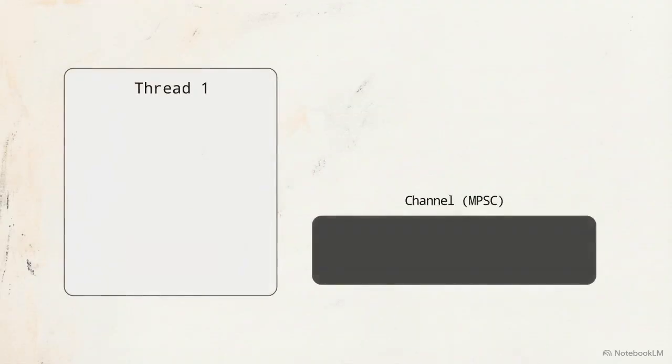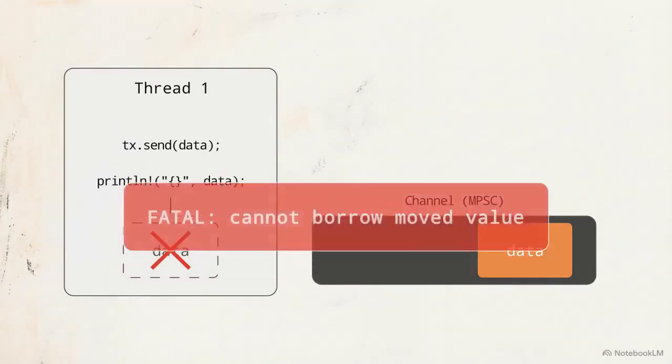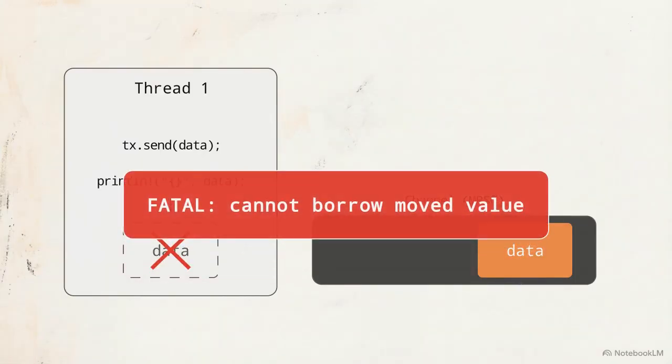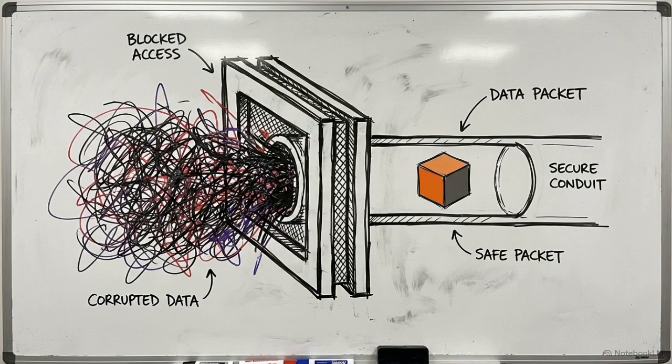Rust solves this using move semantics. Executing send enforces a transfer of ownership, stripping the token from the transmitting thread. Any subsequent attempt to borrow that variable triggers a fatal compiler error. While other languages might allow the program to compile and potentially crash later, Rust stops the error immediately. This compile time intervention removes the possibility of race conditions, enforcing data safety before the code ever runs.